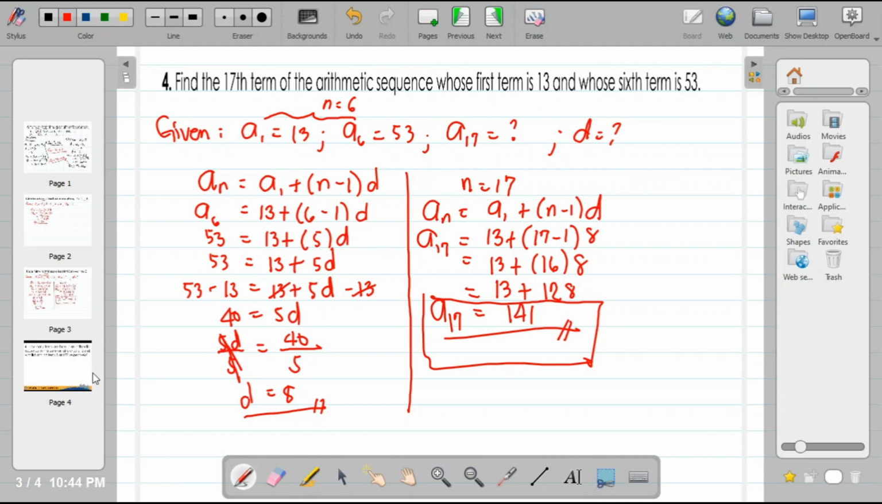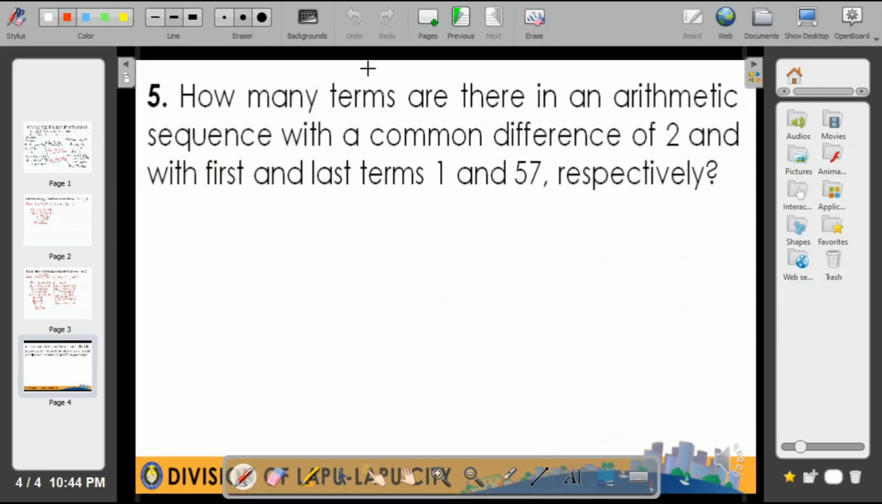And now let's go to our last example. Last na lang yun. Okay, but the last example, the problem is how many terms are there in an arithmetic sequence with a common difference of 2 and with first and last terms 1 and 57 respectively. Again, first we identify the given.